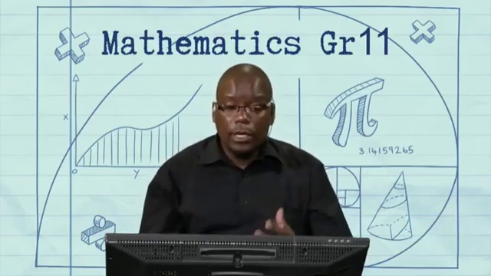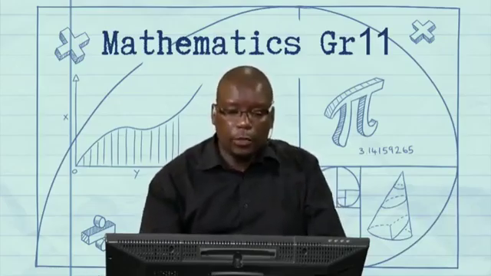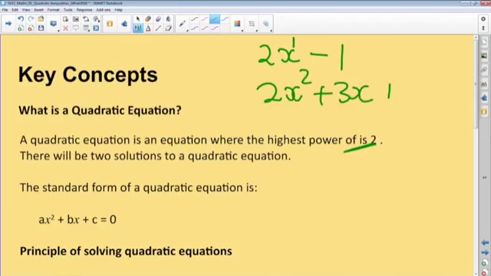Thank you, guys. Now, let's go back to what a quadratic equation is. A quadratic equation is an equation where the highest power is 2. If I give you 2x minus 1, what's the highest power here? It's 1. But if you've got 2x squared plus 3x plus 5, the highest power here is 2. So that is your quadratic equation.